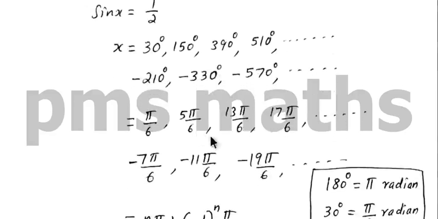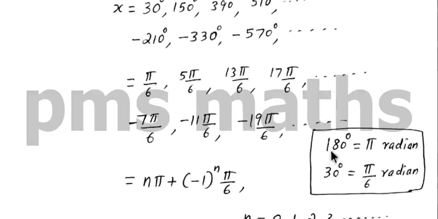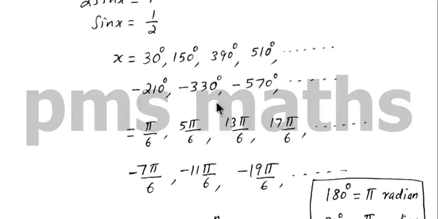We know that 180 degree is equal to pi radian. It means 30 degree is equal to pi by 6. Here we have to convert the degree measure into radian measure. Instead of 30 degree, we can write pi by 6. 150 degree is nothing but 5 into pi by 6. It means 5 into 30 degree. 13 pi by 6: 13 into 30 degree is nothing but 390 degree. 17 pi by 6: 17 into 30 degree is nothing but 510 degree.